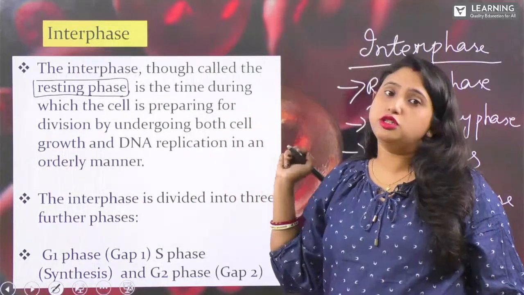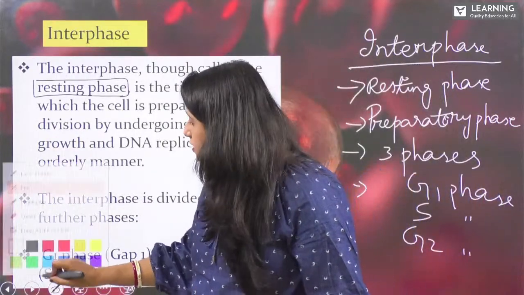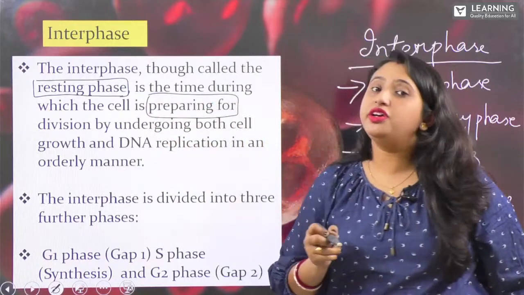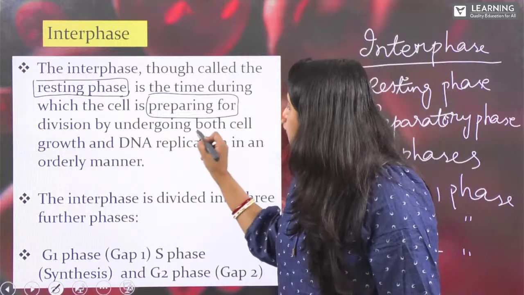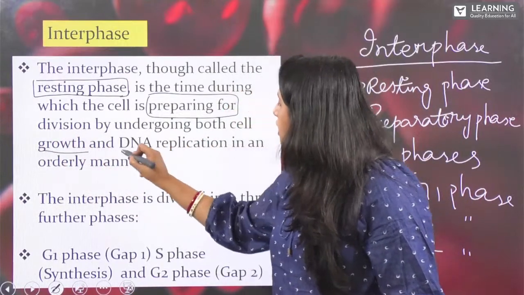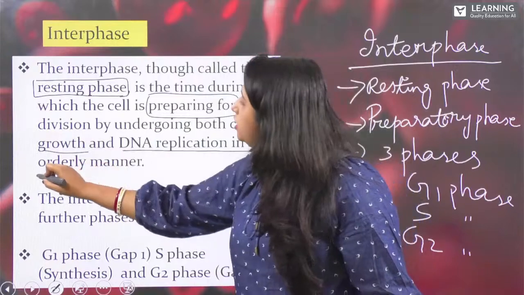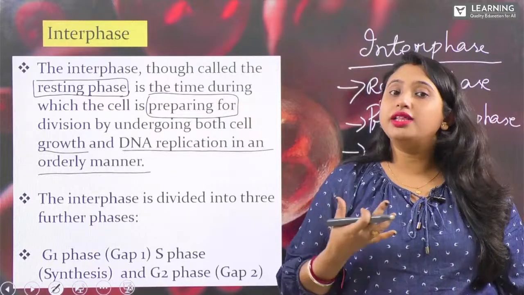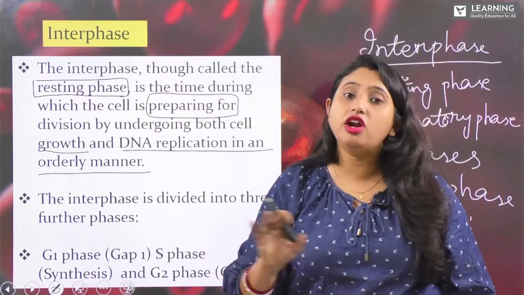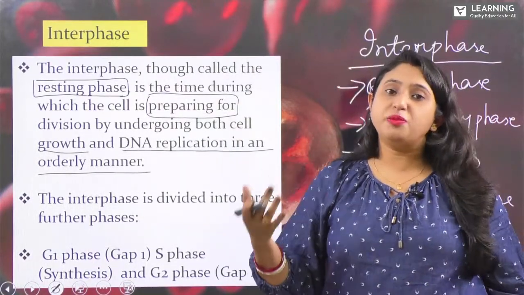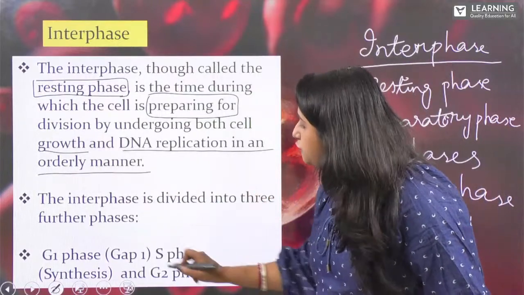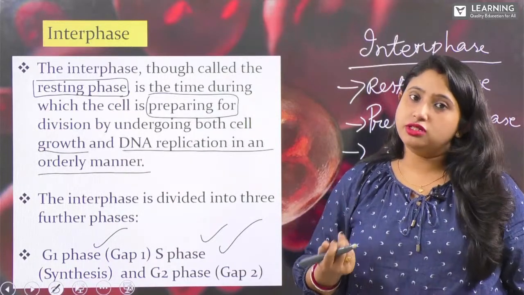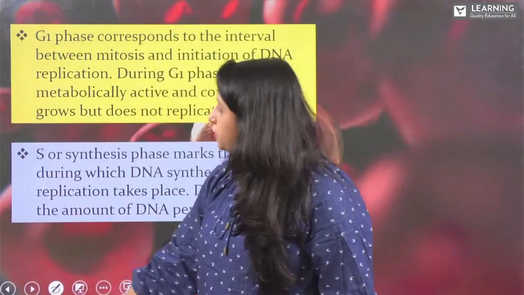So just remember this point, okay? This is for preparing. The cell just prepares itself for division, for growth and DNA replication in an orderly manner, right? Here the cell is not dividing, all right? It is just preparing itself. Now the interphase is divided into, as you can see, the G1, S and G2 phases, which we have already learned. So this is all about interphase.